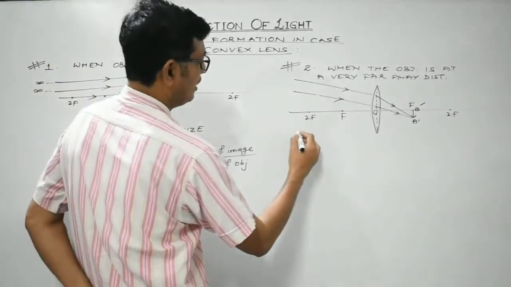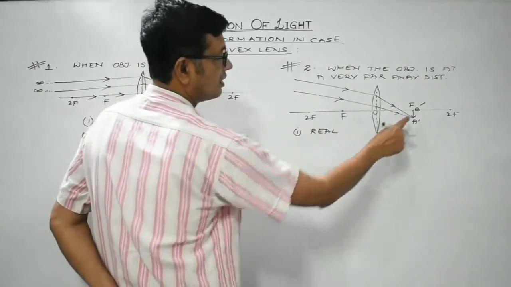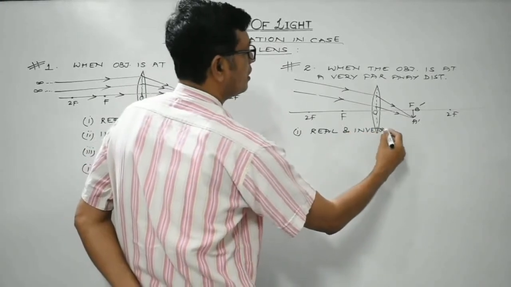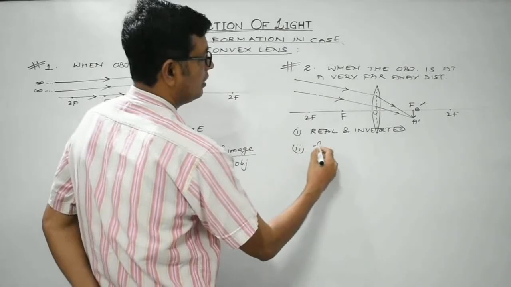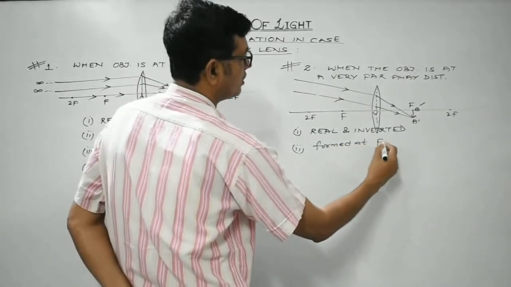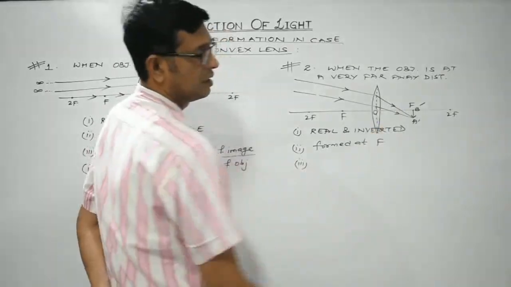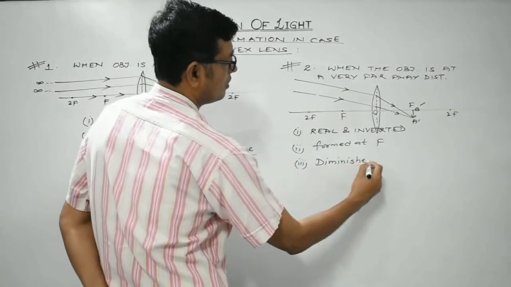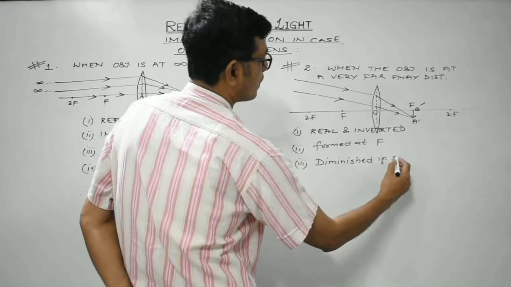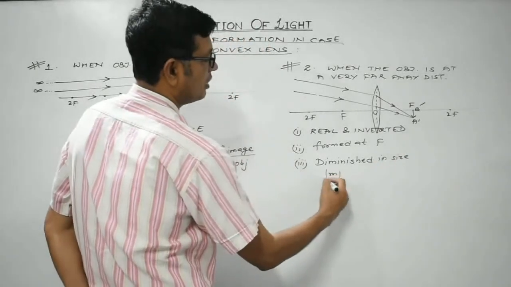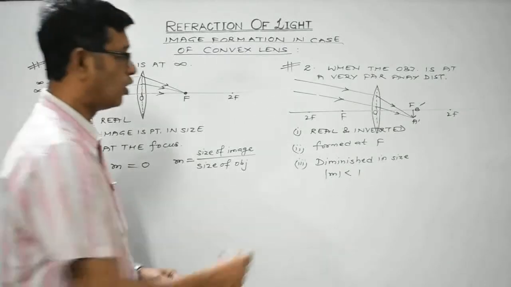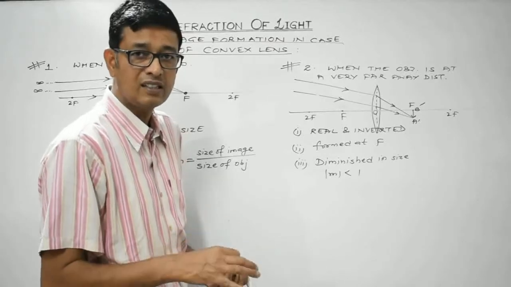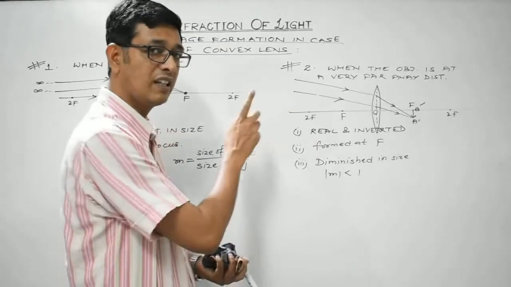So, in this case, the nature of the image is real, and since it has got some finite dimensions, it is inverted. Real and inverted. Second, it is formed at the focus. Third, obviously, image is very small, diminished in size. That is, linear magnification is less than 1. Mod of m. We are not using any sign convention over here. Just in magnitude, linear magnification less than 1. It indicates the size of the image would be less than that of the size of the object.